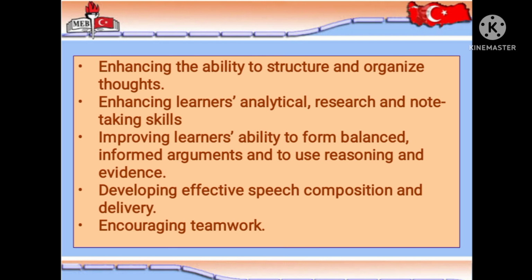Eighth, developing effective speech, composition, and delivery. And the last, encouraging teamwork. Debating will help you develop critical thinking skills that are essential in daily life. Critical thinking is the ability to make well thought out and reasoned arguments while also questioning the evidence behind a particular conclusion or stance.